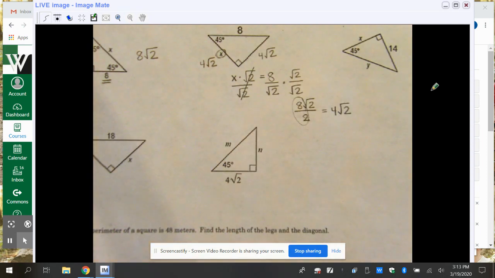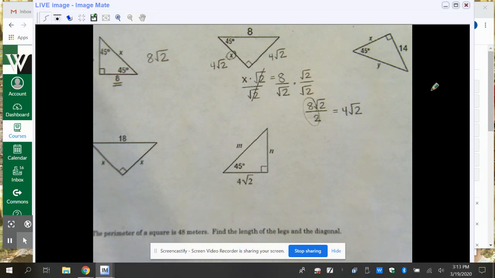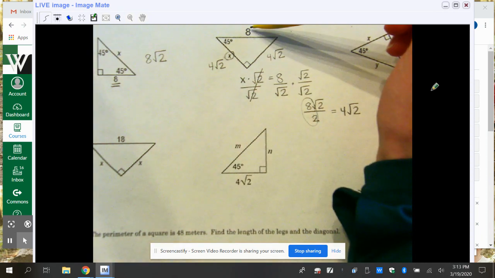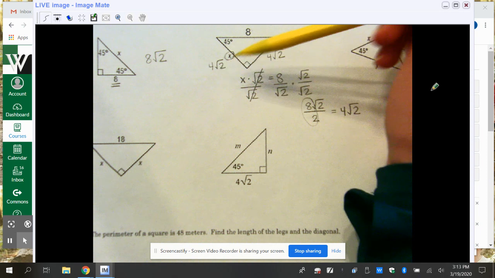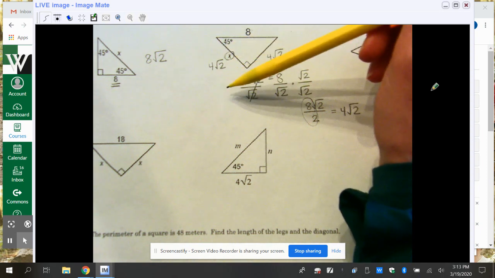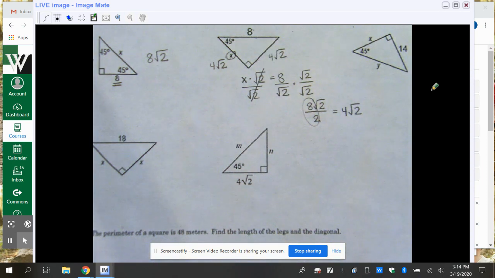Okay. Now, as we do more of these, I want you guys to also look at shortcuts and notice numerical patterns. So if we got 8 here as the hypotenuse, and this is 4 radical 2, I just want you to keep this in mind as we look at some of these other examples, about the relationship between those numerical values here.